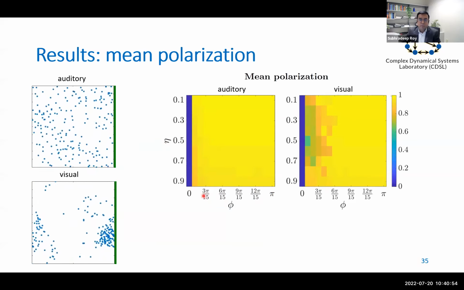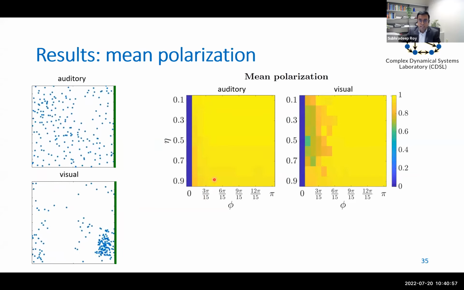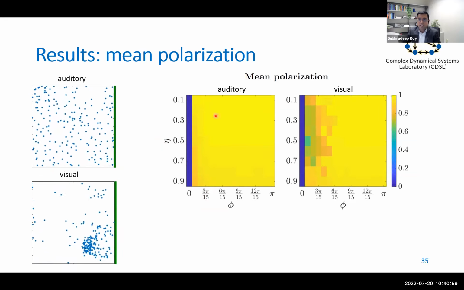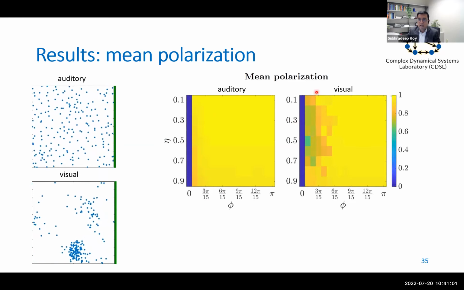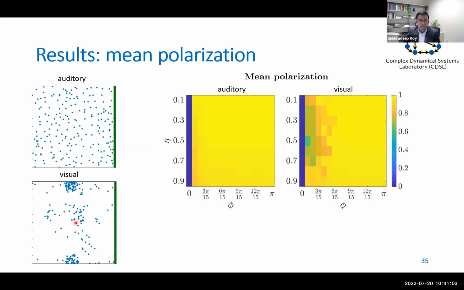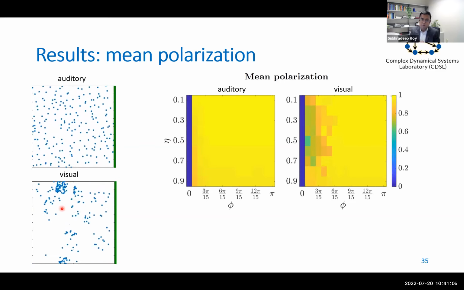The interesting thing happens when we have small values for the sensing angle P, where we see the difference between the visual and the auditory mode. And again, we see a higher value of polarization in the visual mode because they form clusters.